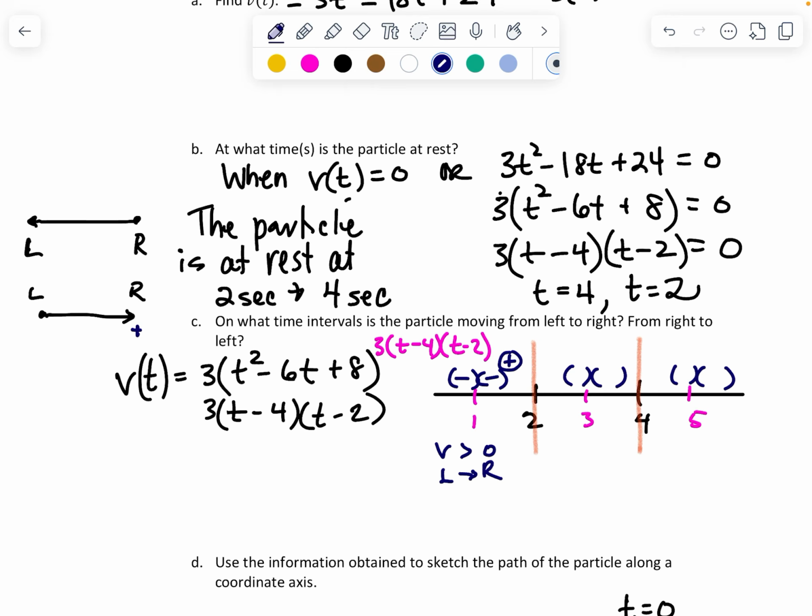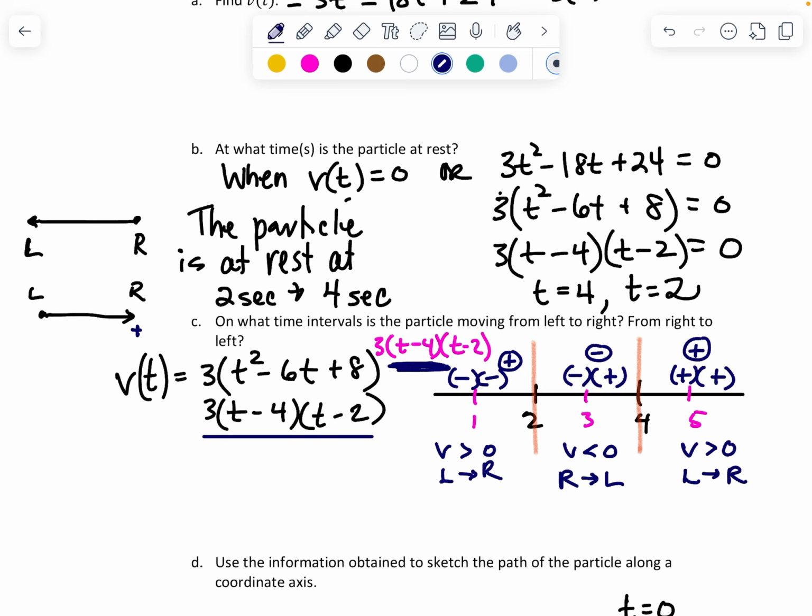And then 3, if I put a 3 in as a test value between 2 and 4, I have 3 minus 4, negative, 3 minus 2, positive. So we know our velocity is negative on this middle interval. And so we know that velocity less than 0, you're going to be going right to left. And then if I put a 5 in, 5 minus 4 is positive, 5 minus 2 is also positive. So this is a positive velocity. Velocity is greater than 0. And see, I'm using this expression up here, the factored form. So then I know I am moving from left to right here.